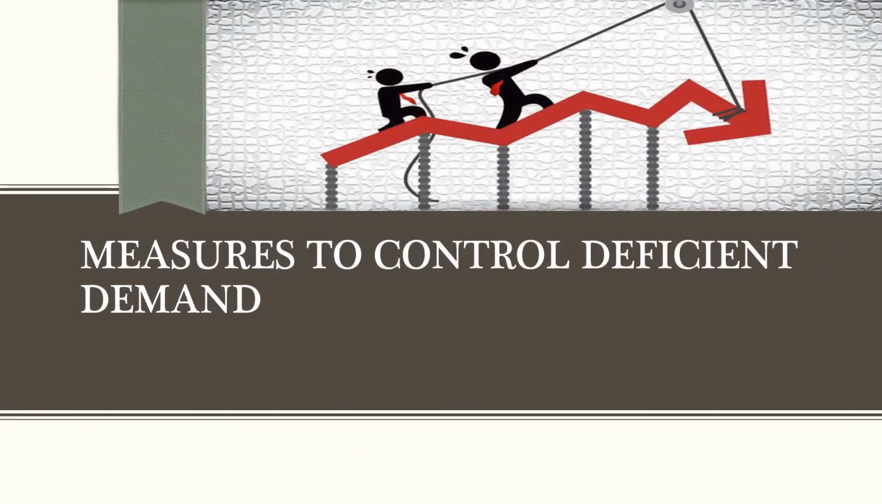What are the measures to control deficient demand? Now the same tools, government expenditure, taxes, public borrowing and deficit financing are used here, but in a different way. Let us see how.